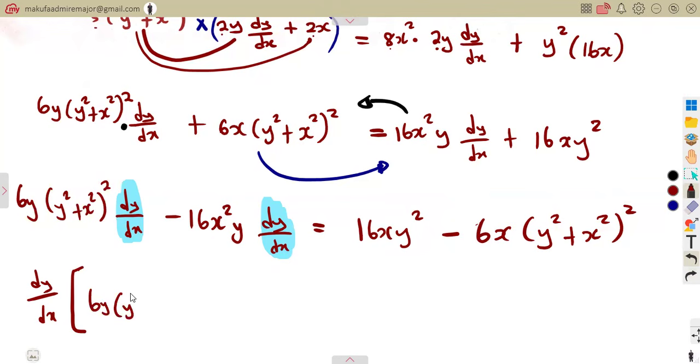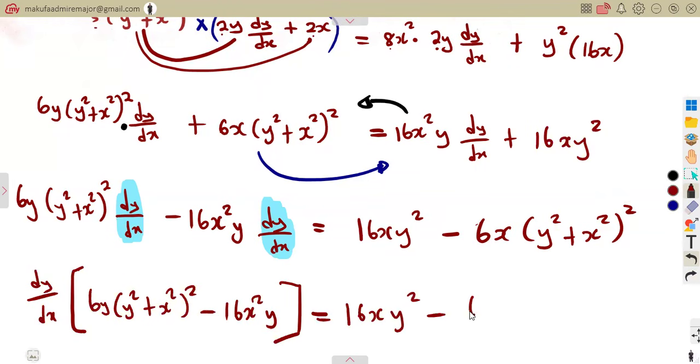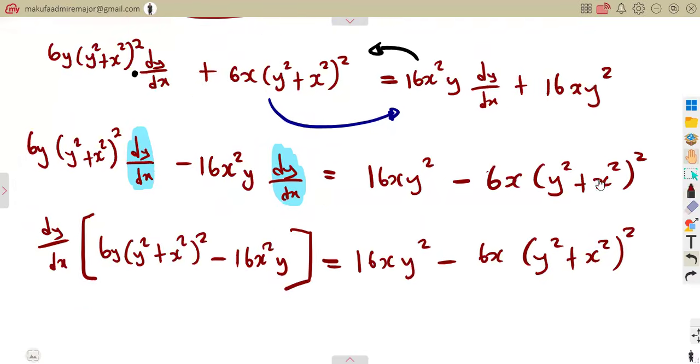which is 6y into (y squared plus x squared) squared, like this. If we factor this one out, we are going to remain with minus 16x squared y, like this. So this is what we are remaining with, which is equal to the right-hand side. Nothing is affected there. So far, we have this as it is, so this is not affected.